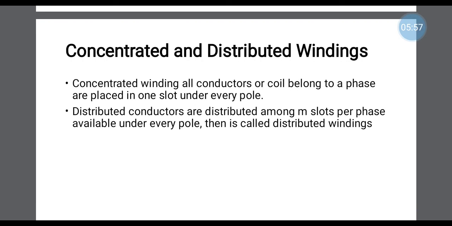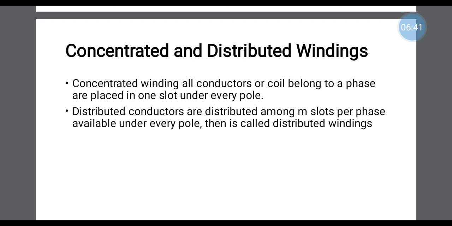Next one we can see is concentrated and distributed winding. In concentrated winding, all the conductors or all the coils belonging to a phase are placed in one slot. That means only one slot under every pole, then we call it concentrated. But in case of distributed, the conductors are distributed among m slots per phase per pole.